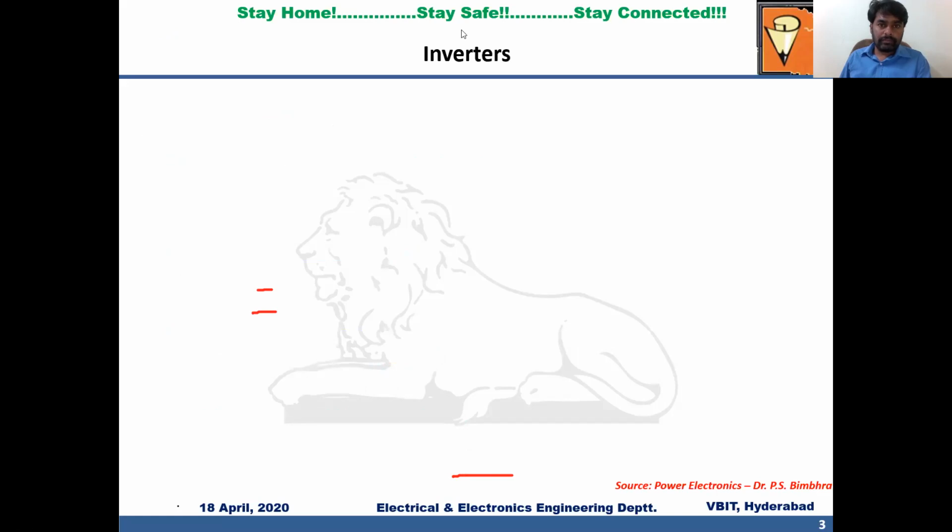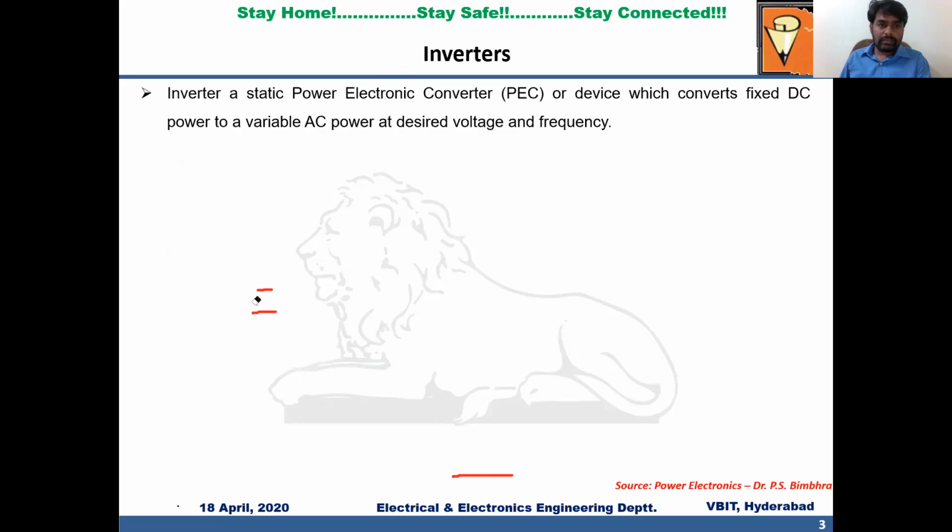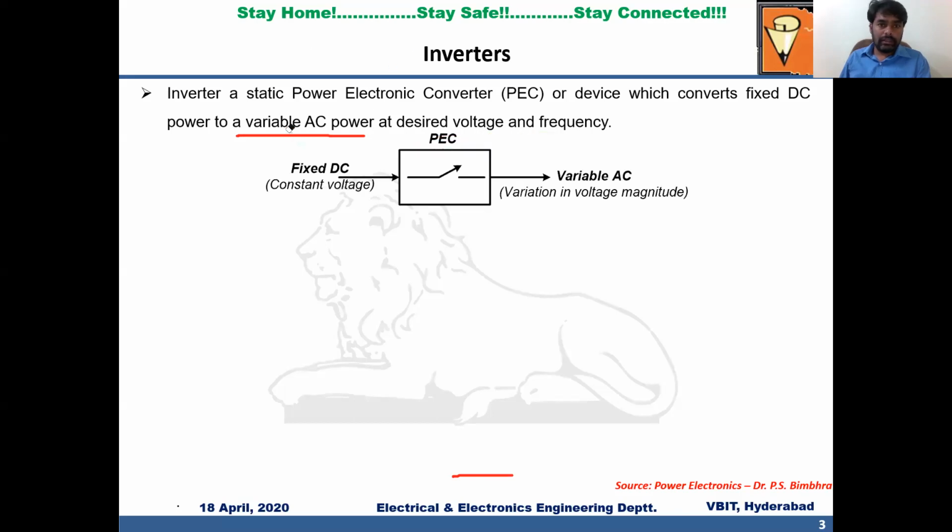the inverter, the inverter is a static device which will convert the fixed DC to a variable AC at desired voltage and frequency. Now you can see the equivalent circuit where this is our power electronic converter, which will convert the fixed DC voltage to a variable AC voltage. Right? We can also vary the frequency here by using this inverter.